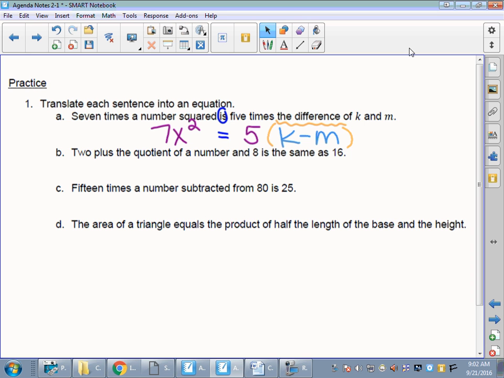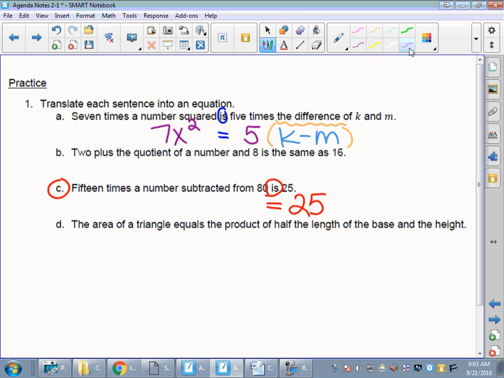Let's do letter C. 15 times a number subtracted from 80 is 25. So look for your is. Here's our is. The right side of that is awfully easy to complete. We know it's going to be equal to 25. Over on the other side, this one is a good one to think about. 15 times a number subtracted from 80. So this is a good one because with subtraction, sometimes you've got to check the order.